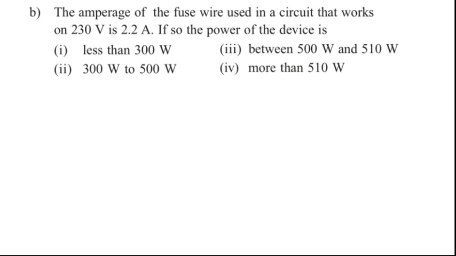5b. The amperage of fuse wire used in a circuit that works on 230 volt is 2.2 ampere. If so, the power of the device is... We know how to calculate power. Here in this question, voltage and current is given. So power can be calculated if you know voltage and current.